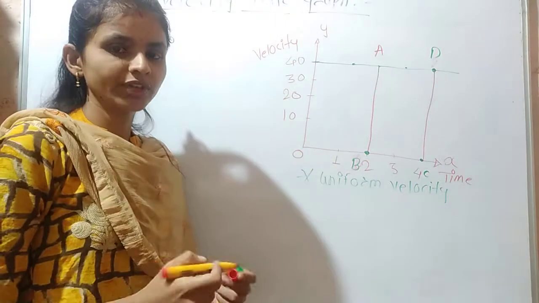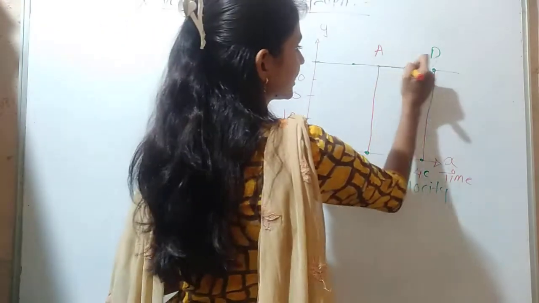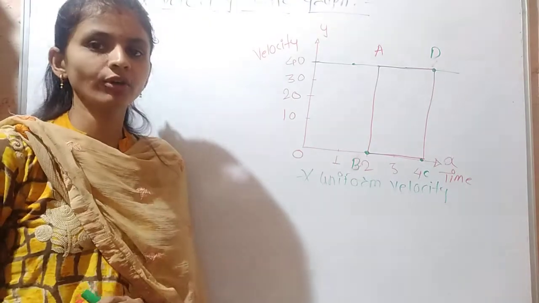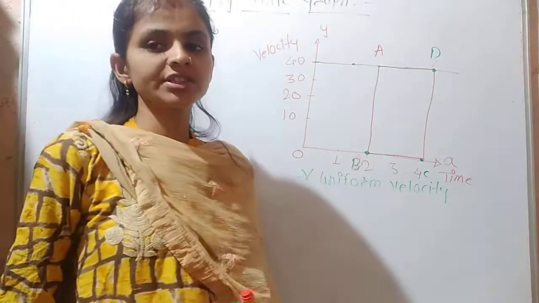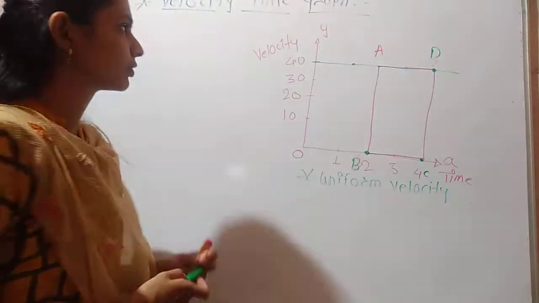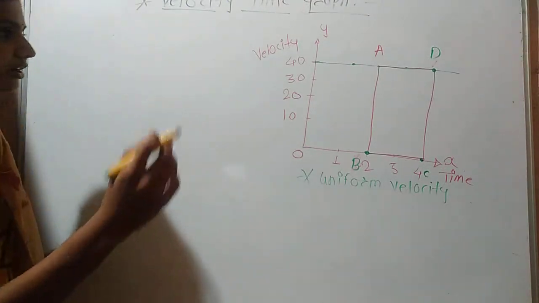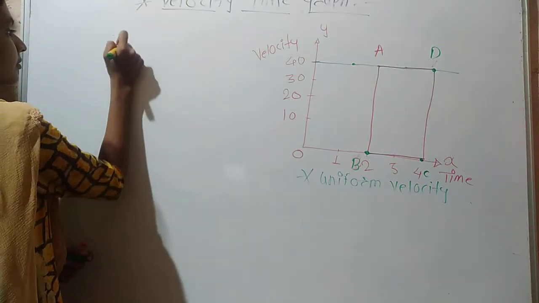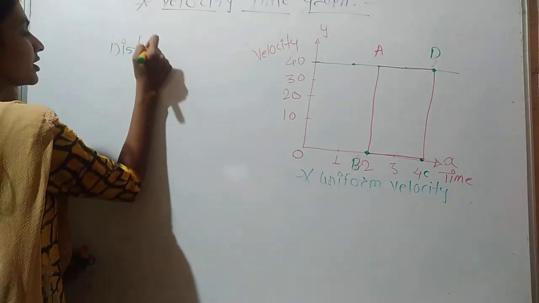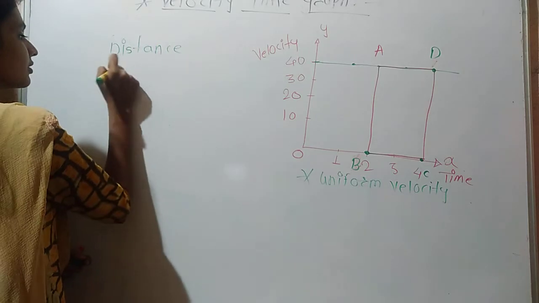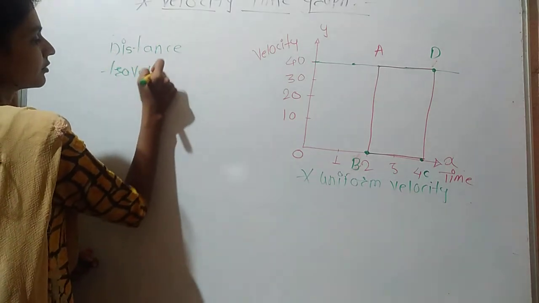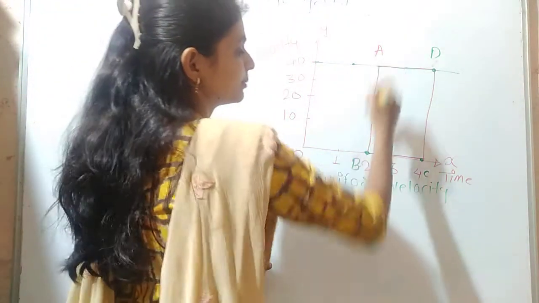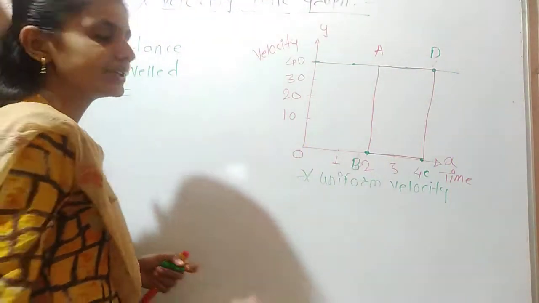Now here you can see one rectangle, rectangle ABCD. I hope it is visible and clear for all of you. Let us find out the distance by using the area. The distance, S, or distance travelled, is equal to the area ABCD.